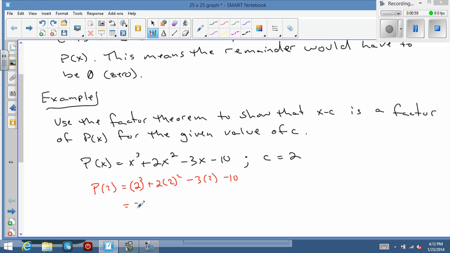So here we get 8. 2 squared is 4, and 4 times 2 is 8. Minus 3 times 2 is 6, minus 10. So this is 16. 8 plus 8 is 16. 16 minus 6 is 10. And 10 minus 10 is 0. So that means our remainder, if we were to divide this, would be 0. So therefore, x minus 2 is a factor.